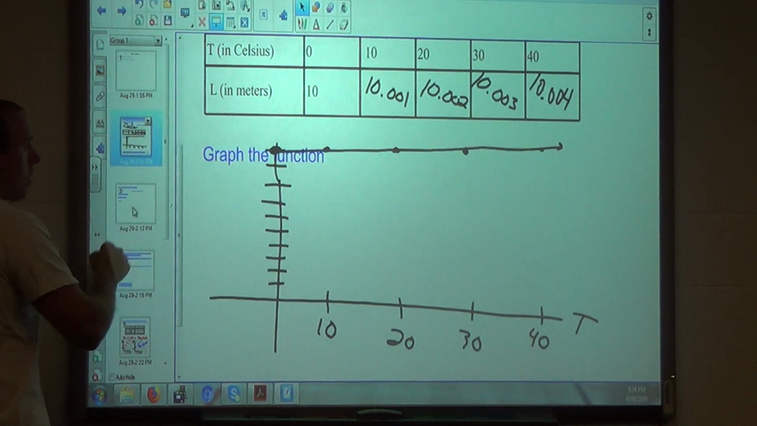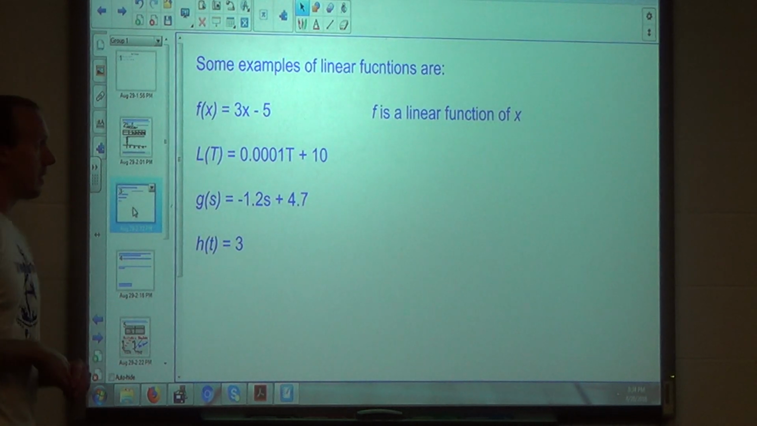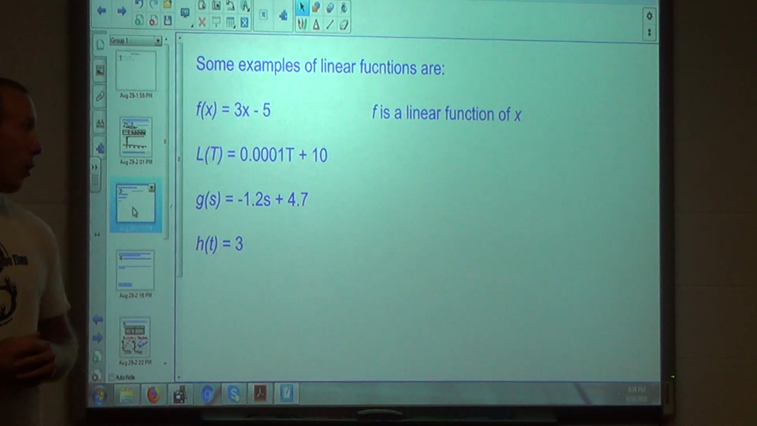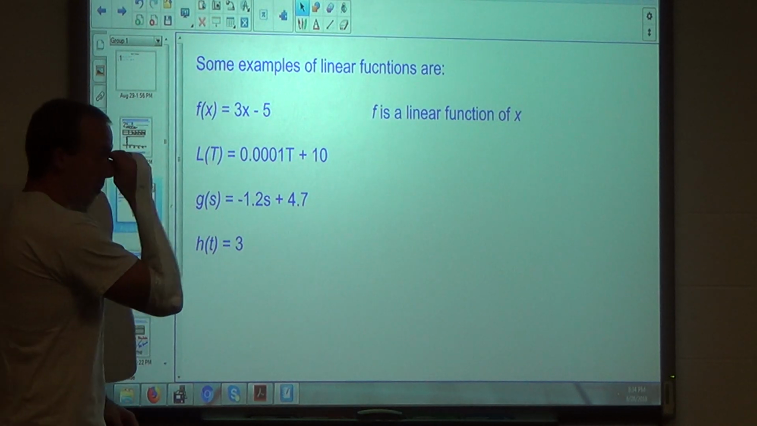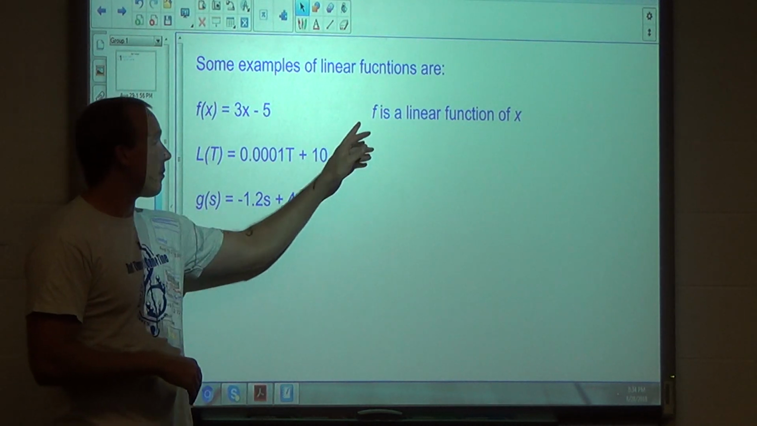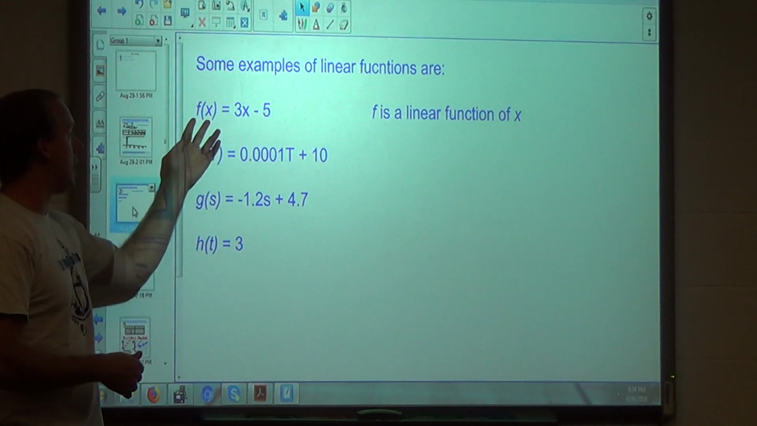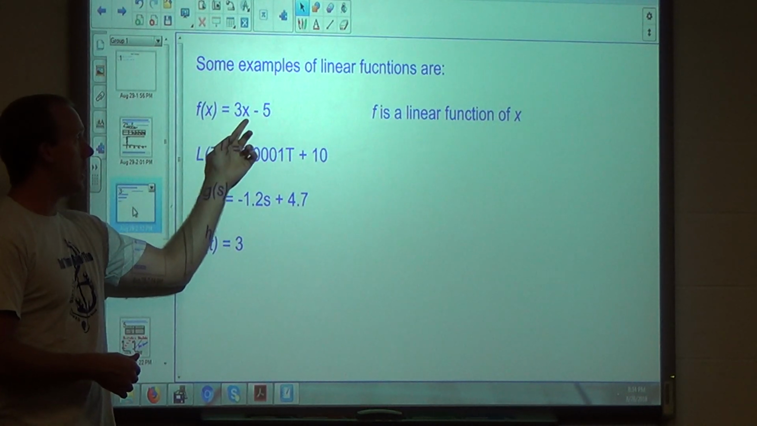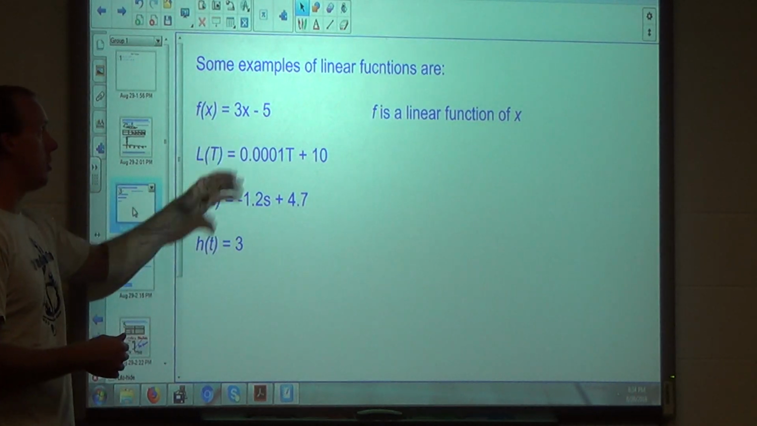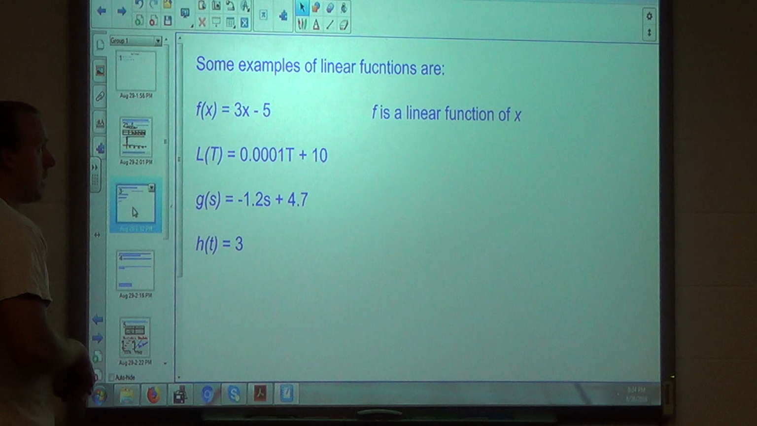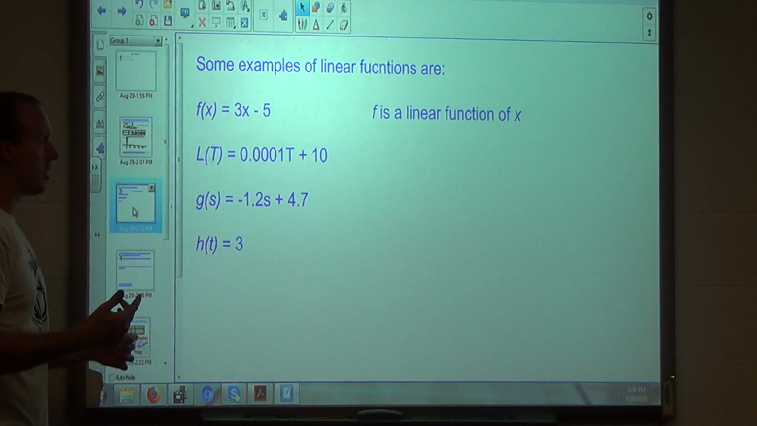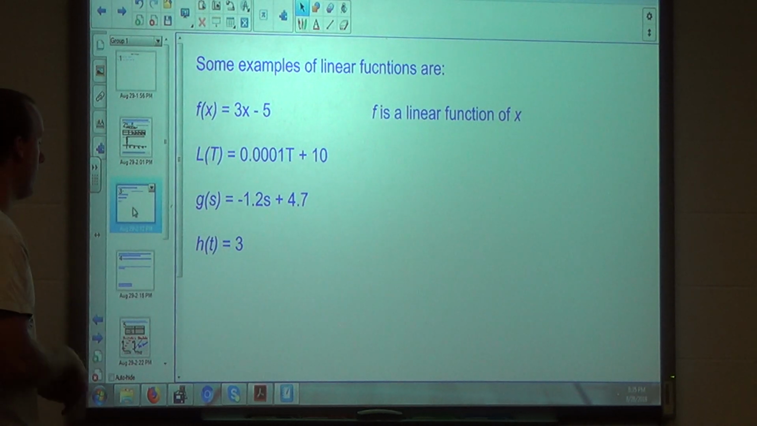Here are other functions that you guys have dealt with. You've dealt with functions for who knows how long, since Algebra 1, or probably even before that. Anything where you plug a value in and it spits a value out is a function. Like on this one, it says f of x equals 3x minus 5, and f is a linear function of x, because x is what we use, but f is the function of x. We can write it f of x, L of t, g of s, h of t. It's just another way of writing the function.